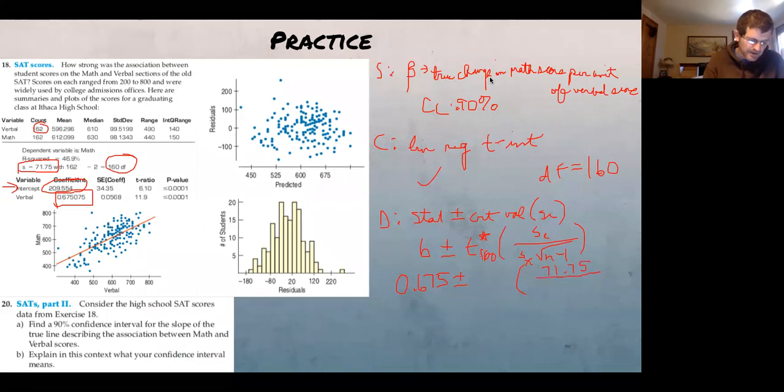And the standard deviation of our X. Keep in mind, verbal is our explanatory variable for this one, so that's our X value. Up in this part of the printout, it shows us our standard deviations. Since verbal is my X value, the standard deviation I'm looking for is right there: 99.5199 times the square root of 162 minus 1.